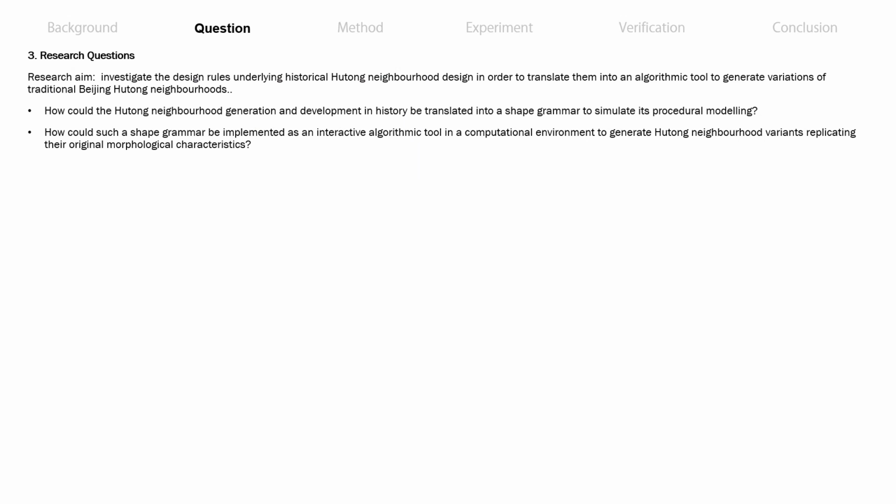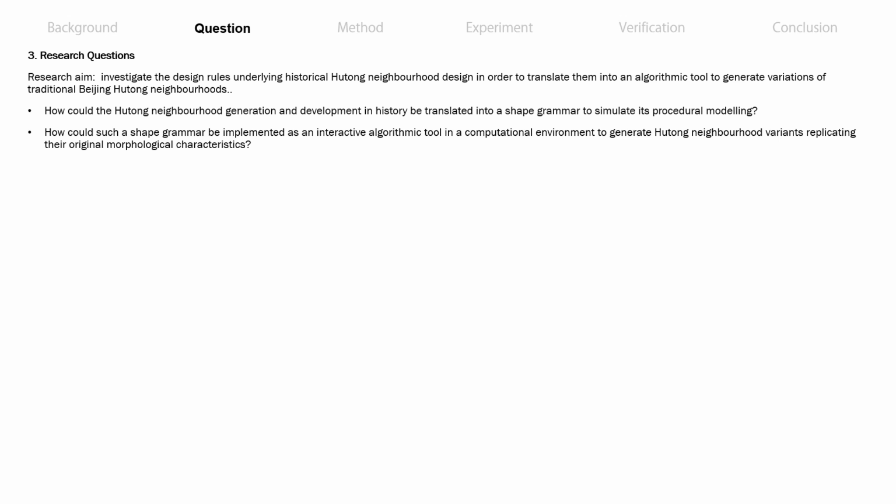Based on this situation, our research aim is to investigate the design rules underlying historical Hutong neighborhood design in order to translate them into an algorithmic tool to generate variations of traditional Beijing Hutong neighborhoods.